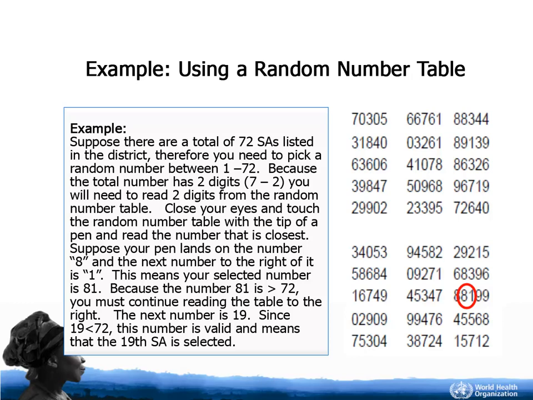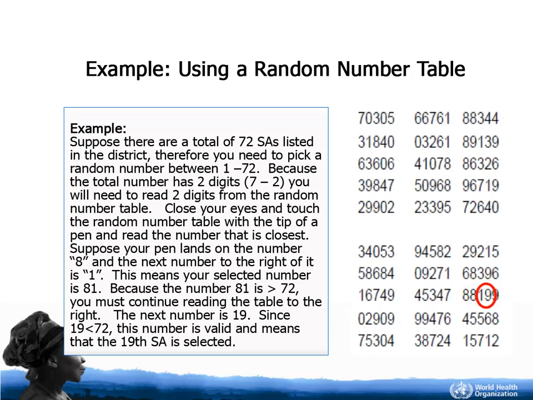This is too high, as you do not have an 81st supervision area to measure. Therefore, you will continue reading the table to the right. Using the 1 from the 81, the next number is a 9. Therefore, your chosen number is 19, which is valid for how many essays you have. You would then select the 19th essay to implement the SCT in.